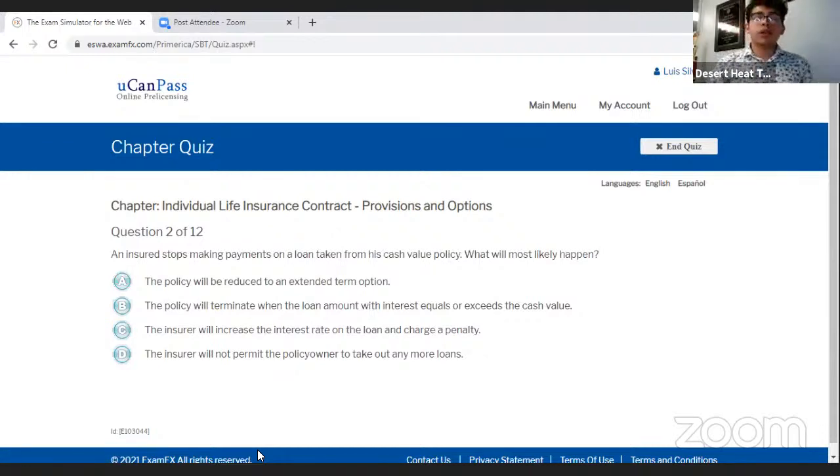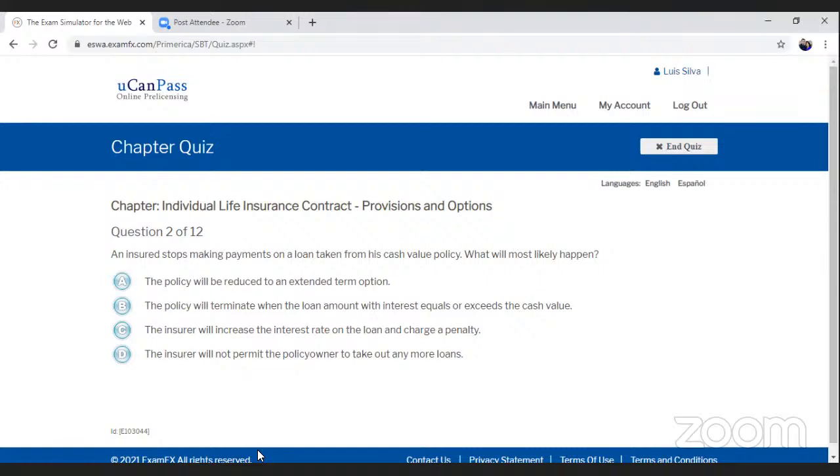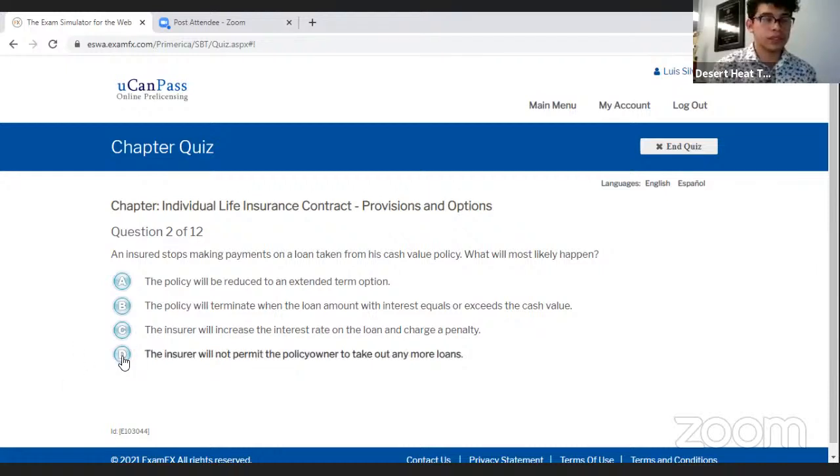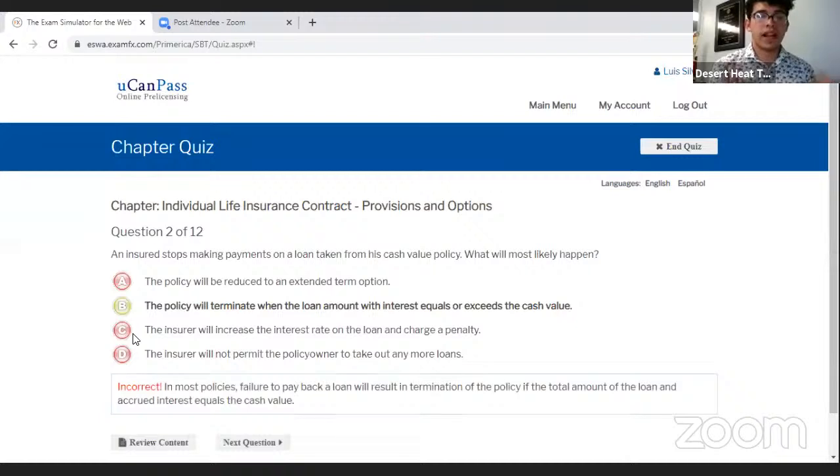Okay, let's go to question number two. An insured stops making payments on a loan taken from his cash value policy. What will most likely happen? A, the policy will be reduced to an extended term option. B, the policy will terminate when the loan amount with interest equals or exceeds the cash value. C, the insurer will increase the interest rate on the loan and charge a penalty. Or D, the insurer will not permit the policy owner to take out any more loans. Maybe C. All right, let's try C. The answer is B. The policy will terminate when the loan amount with interest equals or exceeds the cash value.